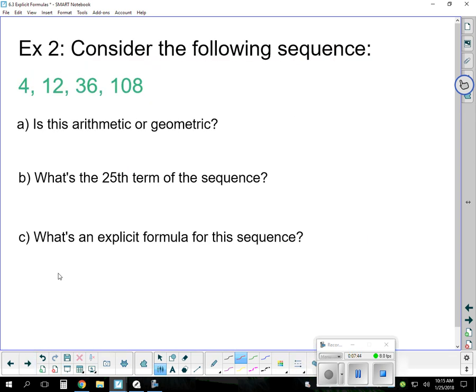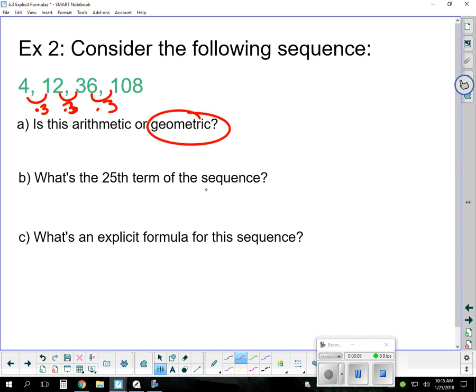Consider this sequence. 4, 12, 36, 108. Is it arithmetic or geometric? Well, as soon as I see that my number starts getting pretty big pretty quickly, I'm going to think geometric. So let's see. Are we multiplying by 3 on this one, by 3 here, and by 3 here? So yep, that's geometric. Why is it geometric? Because we're multiplying by a constant each time.